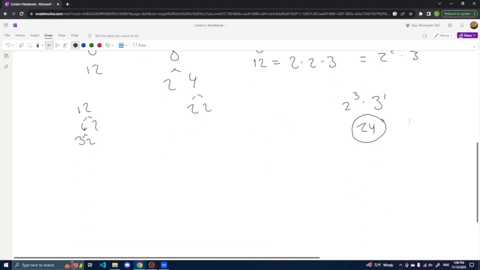And a lot of times you'll see this kind of notation. So the LCM of 8, 12 is equal to 24.